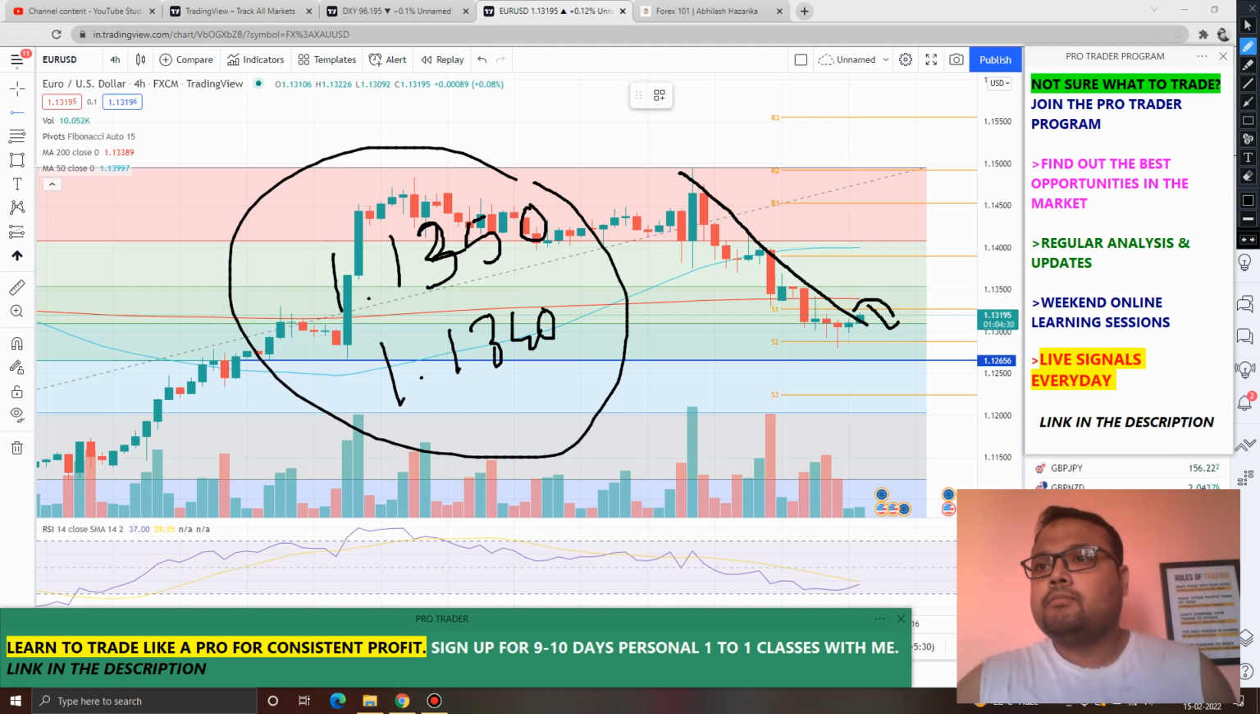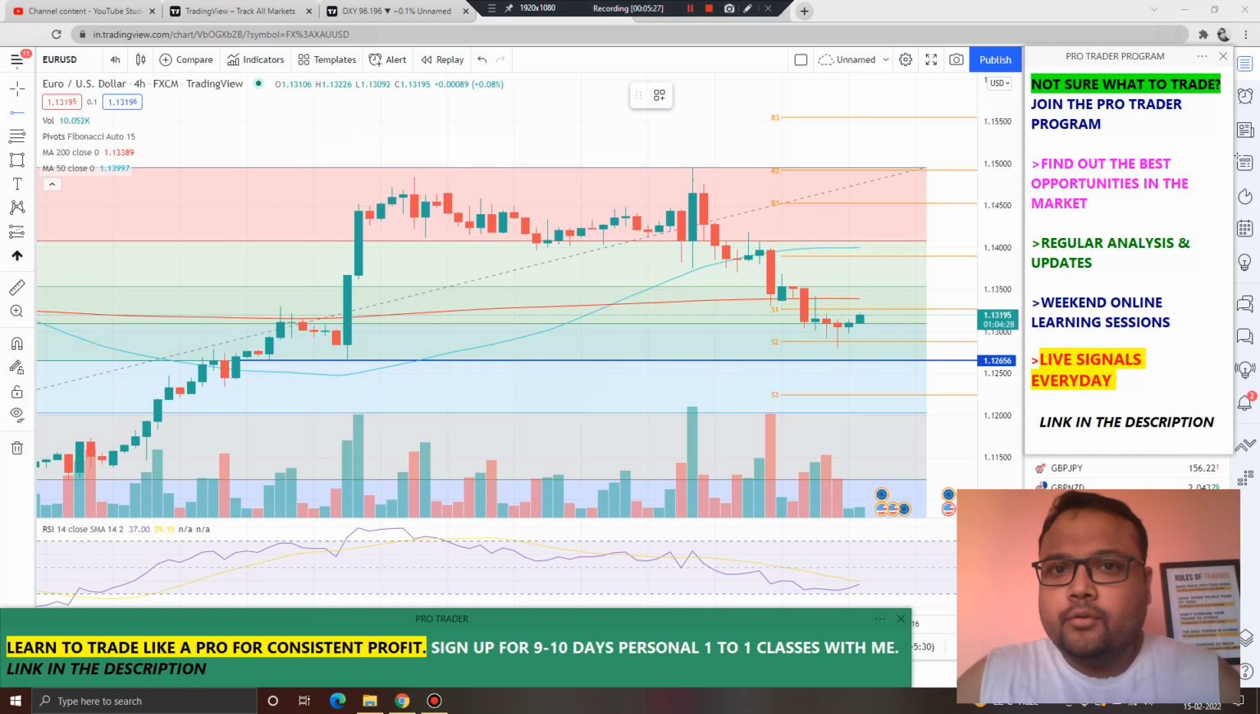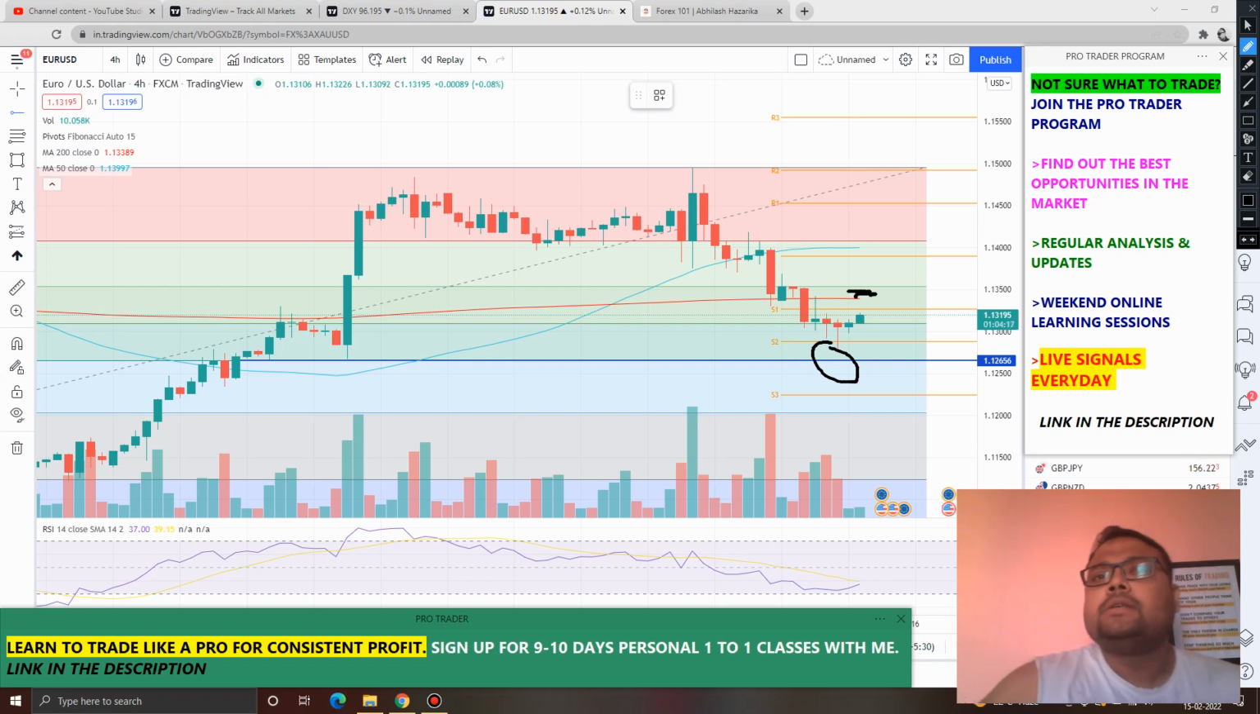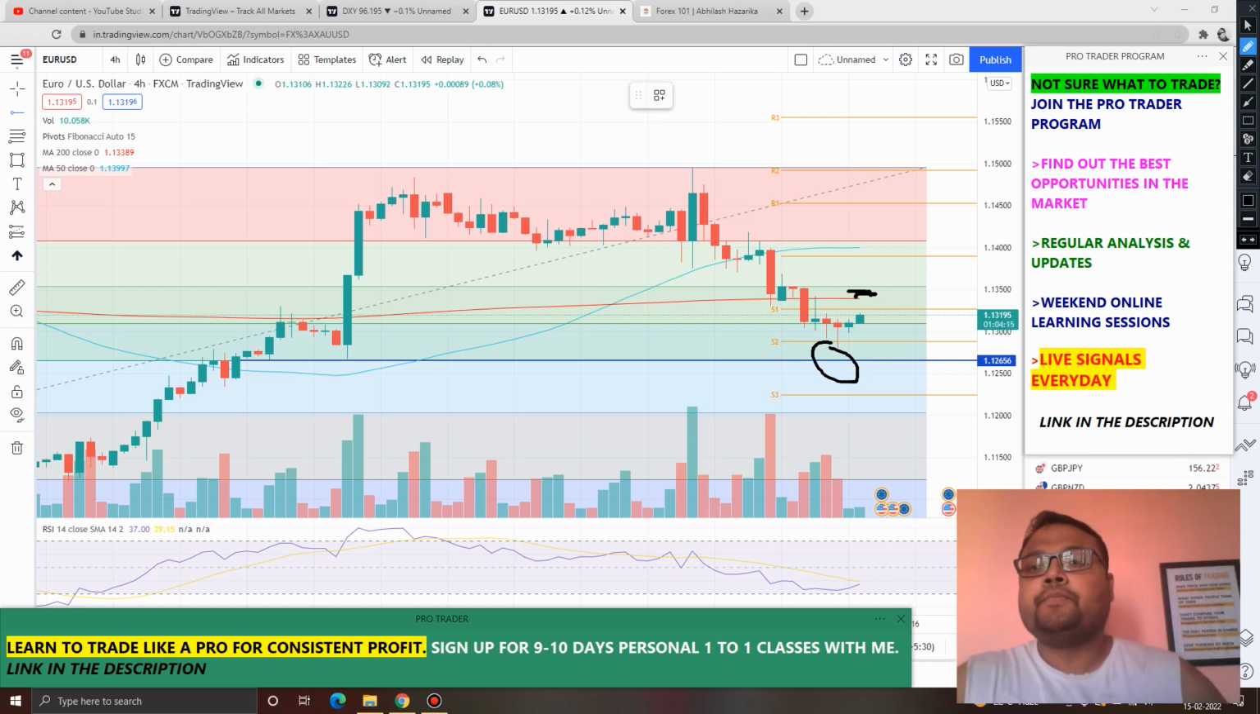I'm repeating again, if you are confused: if you have a buy position here, then continue with the buy position, and if you see some selling pressure around this level, you can exit, because right now the market is kind of bearish. And if you have a sell position on Euro USD and the market breaks this level, exit from your sell position.